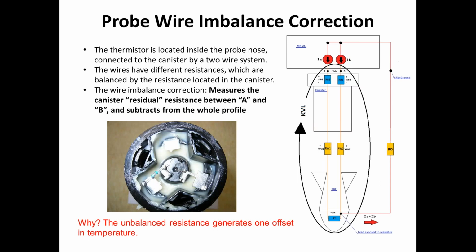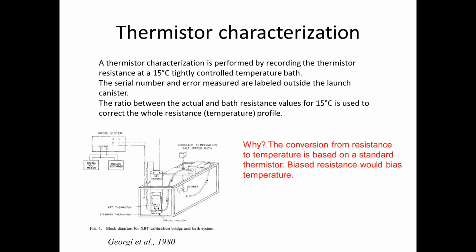So one of the corrections we apply is for the wire imbalance. The thermistor is linked to 2 wires inside the probe, and this is the canister, and there's a resistance here that balances the difference between the 2 wires. Then we measure that resistance and ask, if we include the information of that resistance, is that going to improve the temperature accuracy? Because if we read the resistance and transform that to temperature, one offset of the resistance would create one offset in temperature as well.